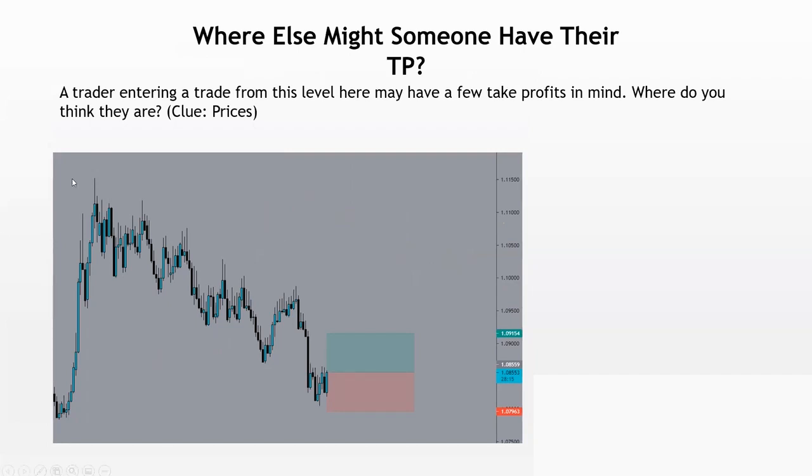In this chart, we are assuming that you are, for example, targeting this high. On the way to this high here, where might you have TPs?